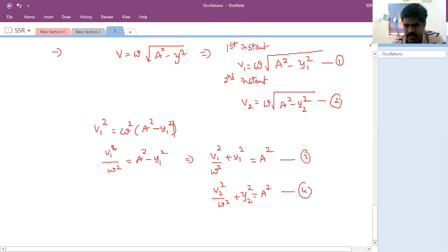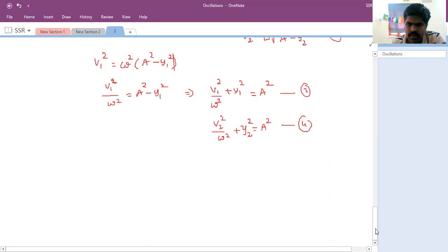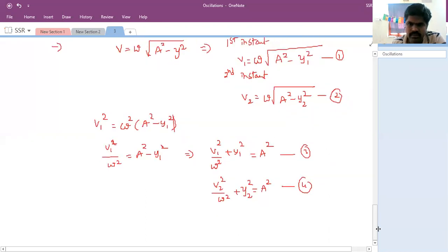Please try to react. Did you understand? I will go further. V1 square by omega square plus y1 square is equal to a square. Similarly from equation number 2, V2 square by omega square plus y2 square is equal to a square. Are you clear?